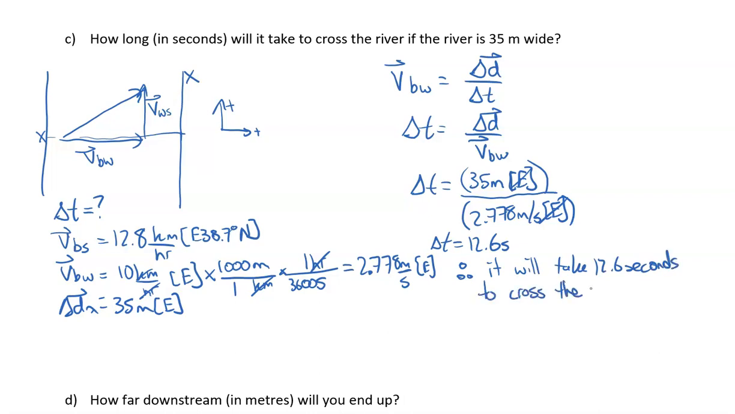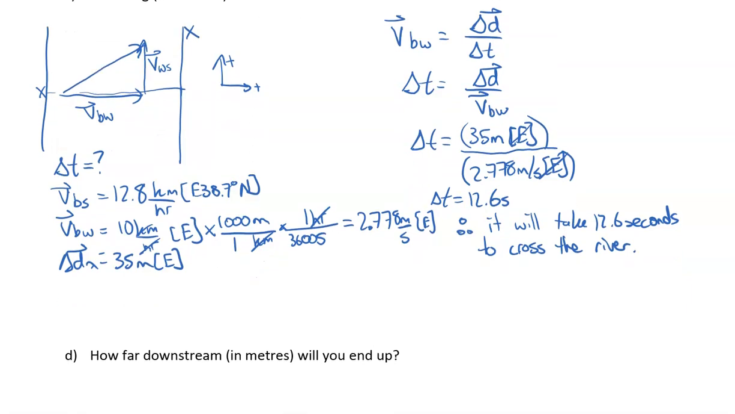Now here's, again, the misconception. The time it will take to cross the river with no current is exactly the same amount of time it will take to cross the river with current, because the entire time you are pointed across the river with the same speed in that direction. Let's look at the next question.